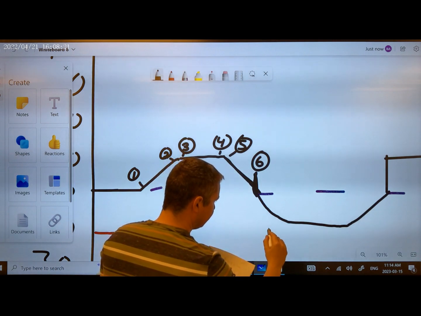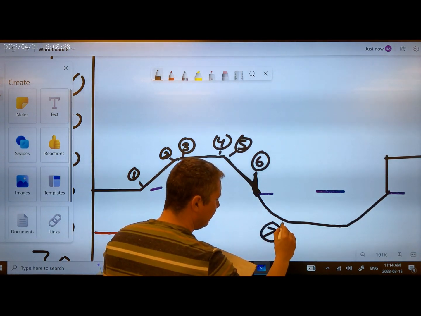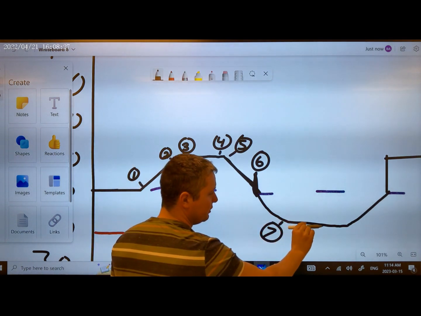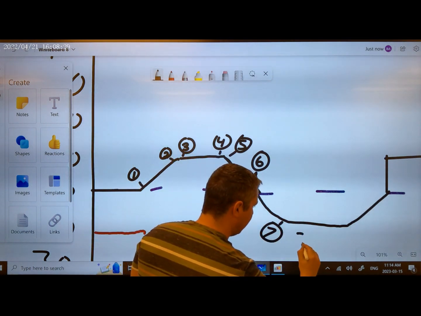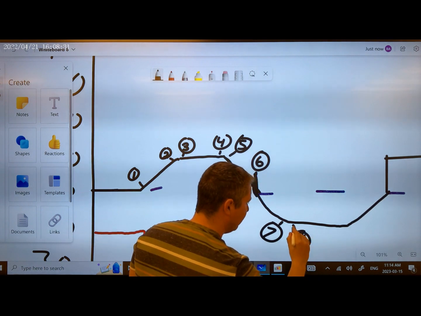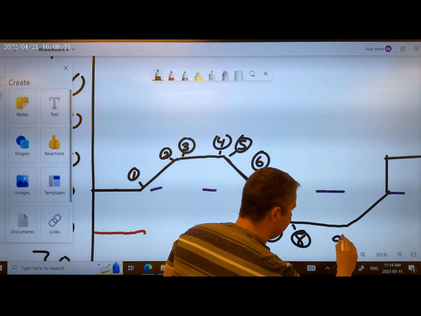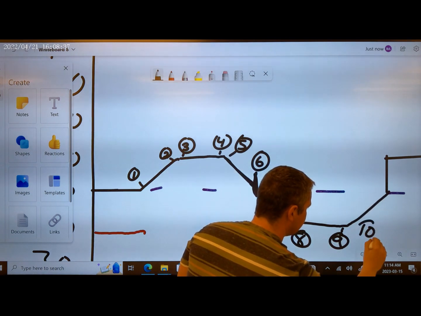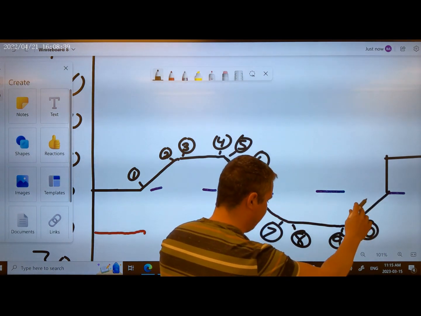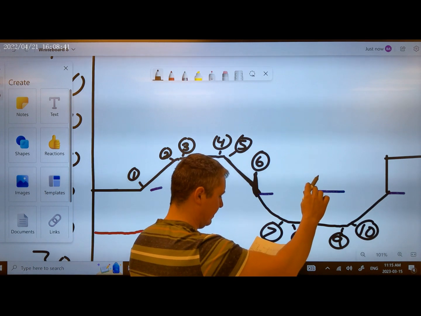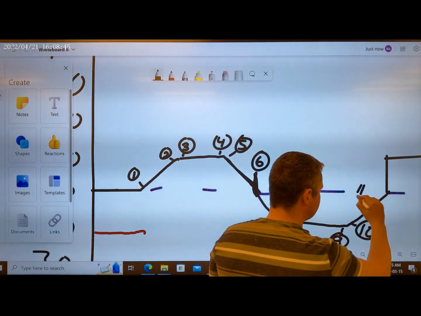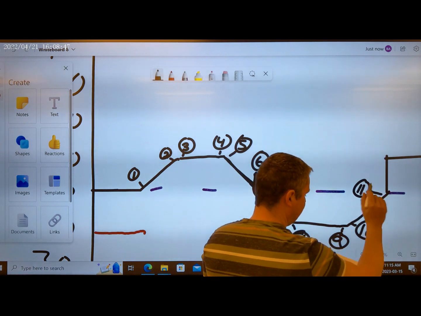So that's supposed to be right at the 50% mark. 0.7 will be at this ramp right before it comes to the flat. 0.8 will be on the flat. 9 at the end of the flat. 10 at the ramp. Then we're going to be looking at 11, which will be right there.